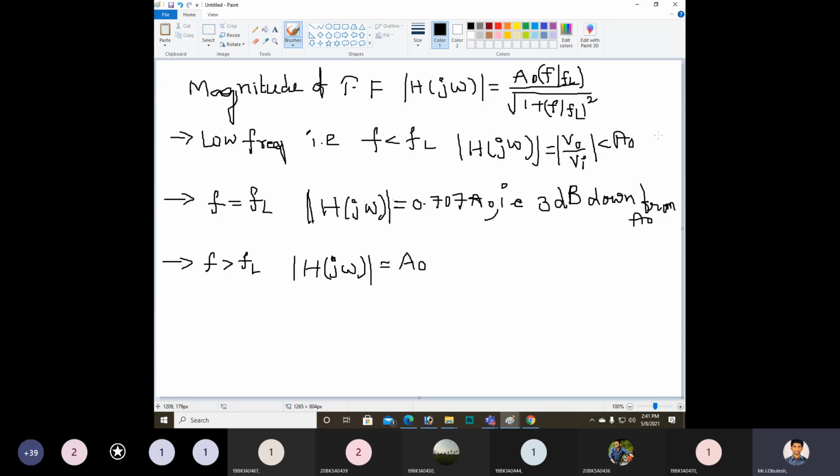So this is the derivation part of the first order high pass filter. Then next we need to start the band pass filter.